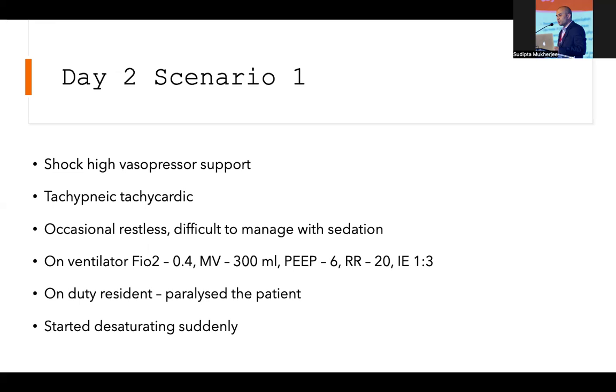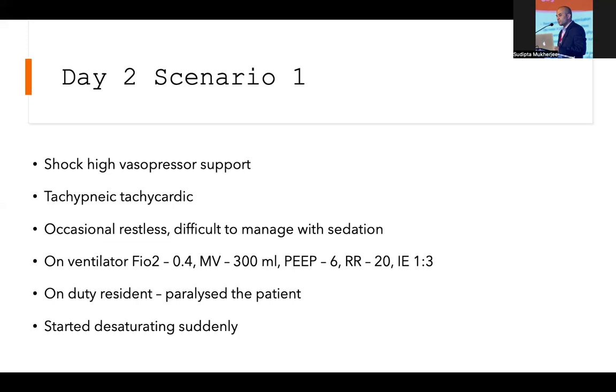Now on day 2, the first scenario of patient desaturating on the ventilator. There will be a few scenarios which will come up during this discussion. The patient was severely hypotensive, in shock with very high vasopressor support. She was tachypneic, tachycardic, occasionally restless and difficult to manage with sedation. The patient was on the ventilator with FiO2 0.4, tidal volume 300 ml, PEEP 6, respiratory rate 20, I:E ratio 1:3.